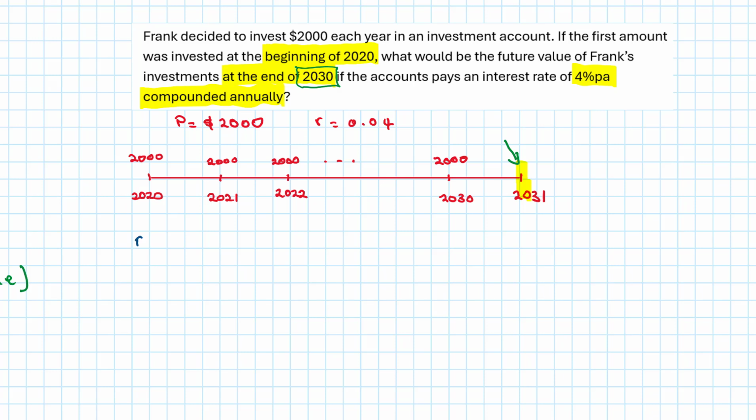Amount 1 was $2,000 and it sits in the investment account accumulating interest. The question is for how many years? If we started at the beginning of 2020, then by the start of 2021, that's 1 year. That's our second year. So by the time we get to 2031, that has been sitting in the account accumulating interest for 11 years.